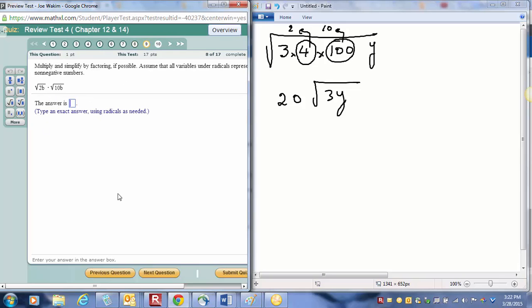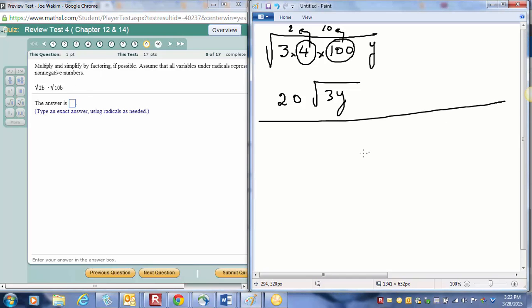Number 9. Multiply and simplify. So here we have to multiply. We have 2 times 10, which is 20, and b times b, which is b squared. Okay, so when you multiply radicals, you multiply the inside. 2 times 10 is 20, b times b is b squared.